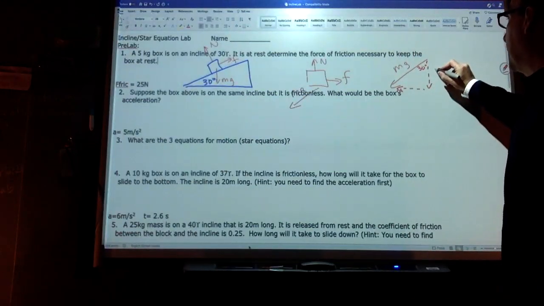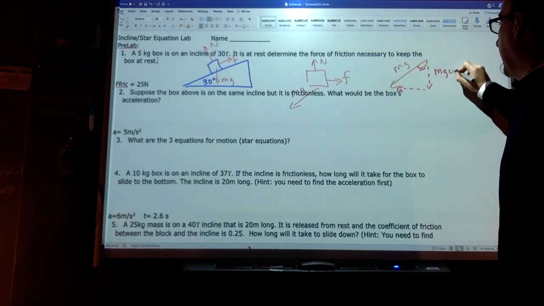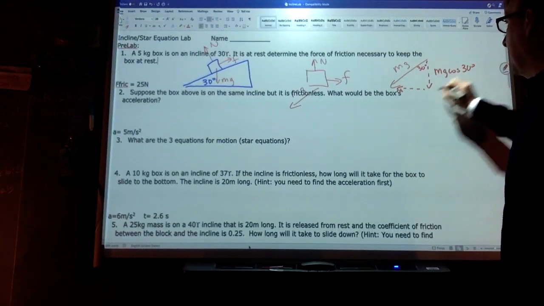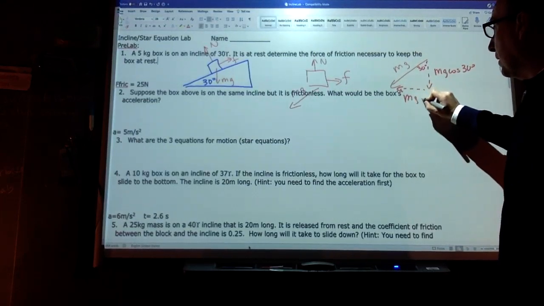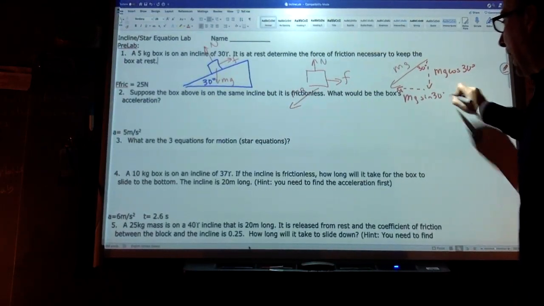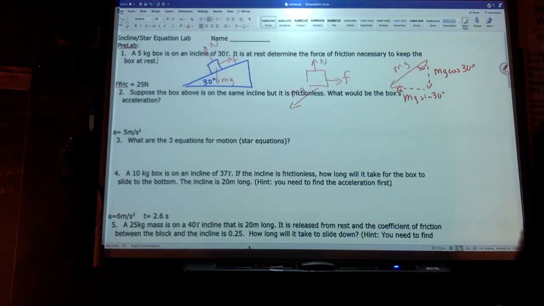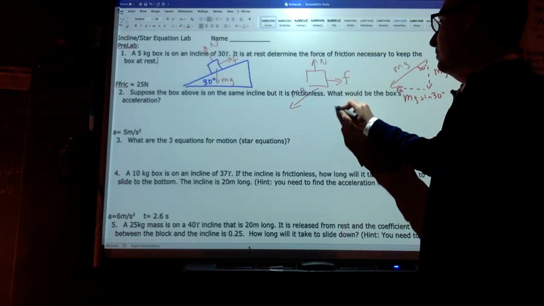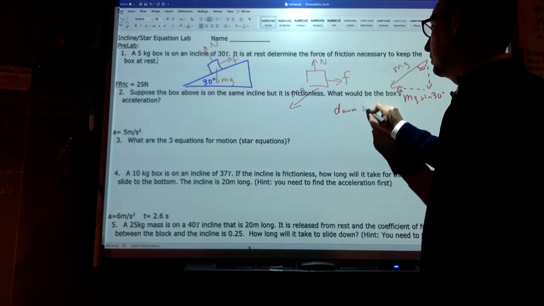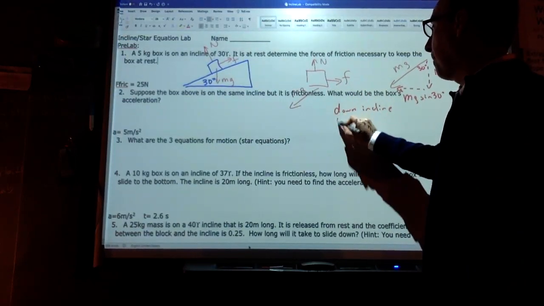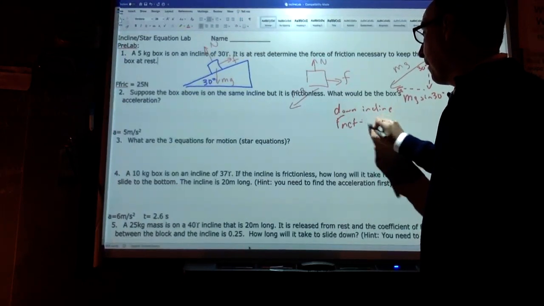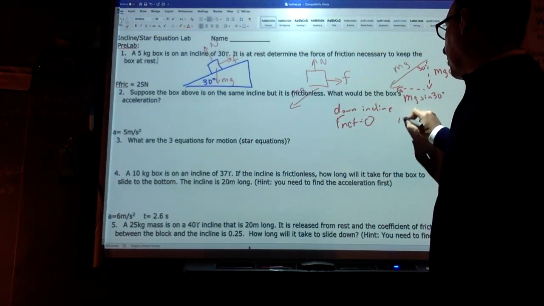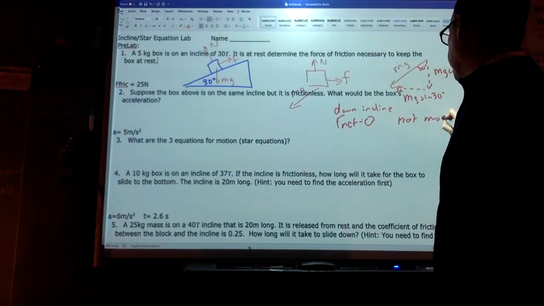All right, so this is my adjacent side. This is going to be mg cosine of 30. This is my opposite side. This is going to be mg sine of 30. So down the incline, Fnet is equal to 0 because it is not moving.